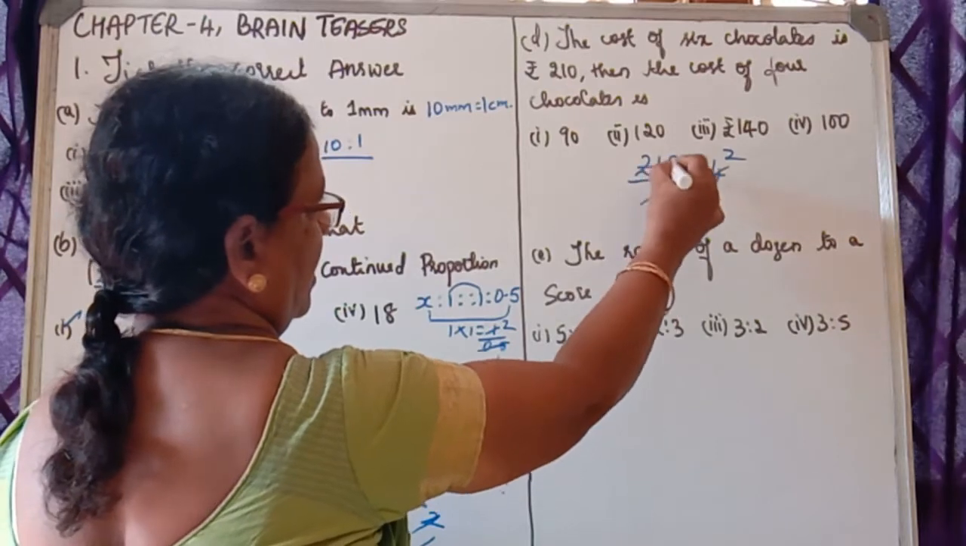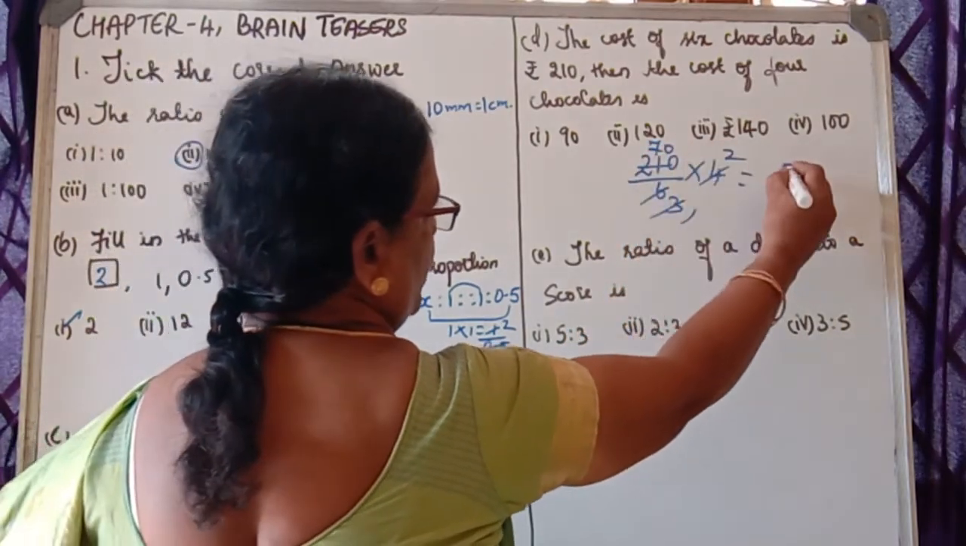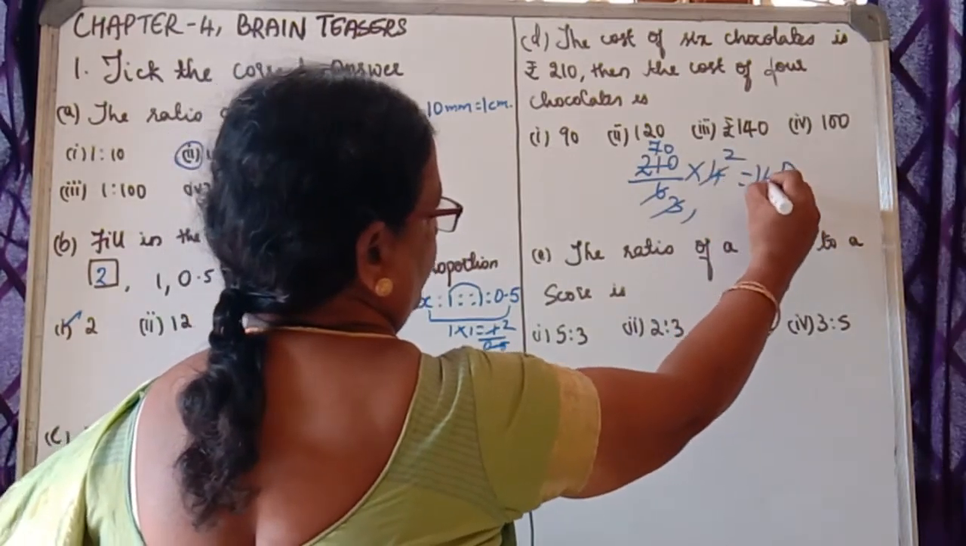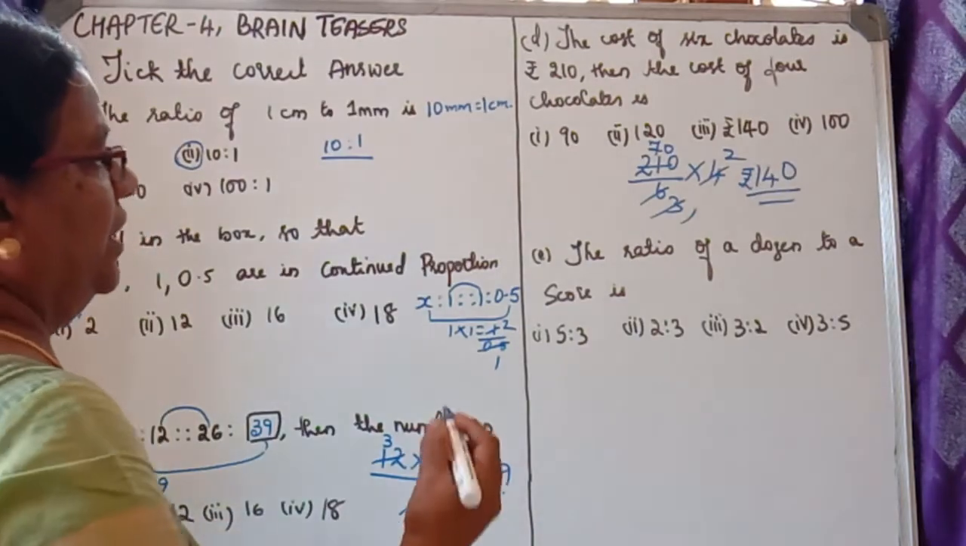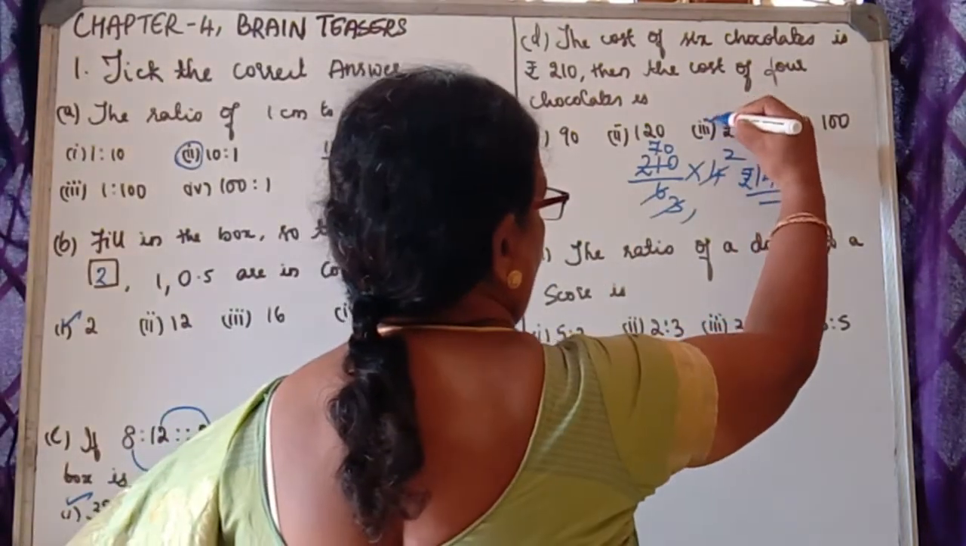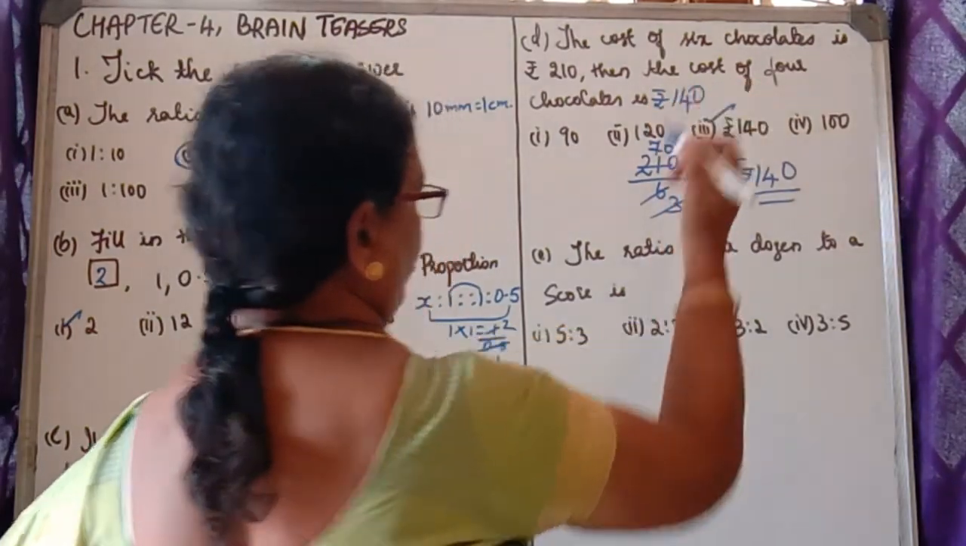3 1s are 3. 7 3s are 21. 0. 2 0s are 0. 2 7s are 14. So, what is the cost of 4 chocolates? 140. Which option is correct? The third one is rupees 140.